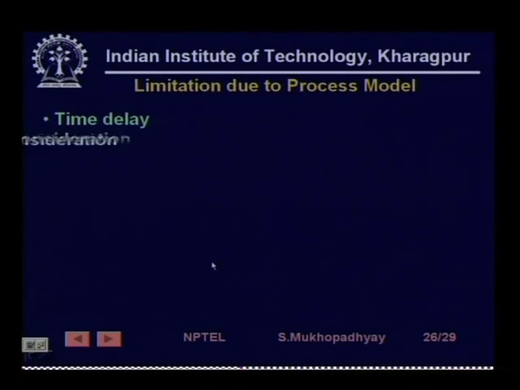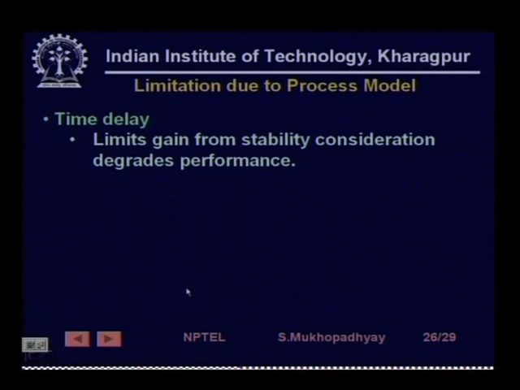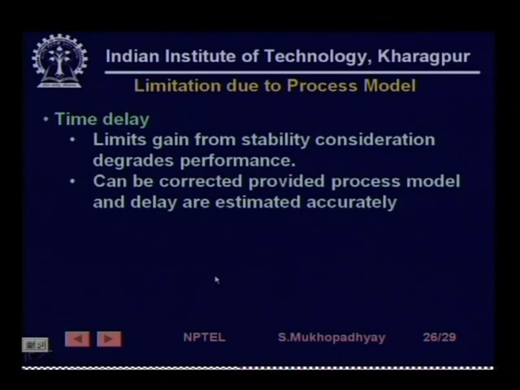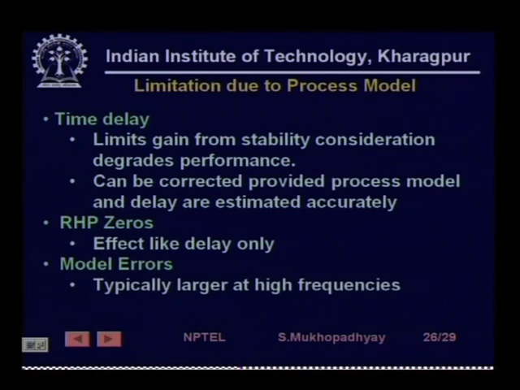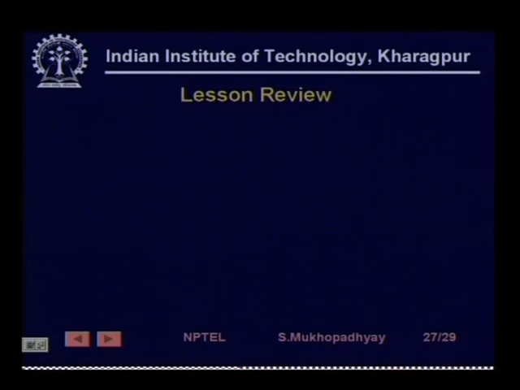Similarly, for process models, this we have already seen, time delay causes stability problems and degrades performance, and gain has to be kept low. If the time delay and the process parameters are known accurately, then some of them may be corrected, but it is very difficult to know them accurately, and the process model also keeps shifting. Right half plane zeros are like delays and model errors. Remember that model errors are always high in the high frequency zone. So, by increasing the bandwidth, you are going into the uncertain zone. So, you need to limit the closed loop bandwidth such that the models are fairly accurate.